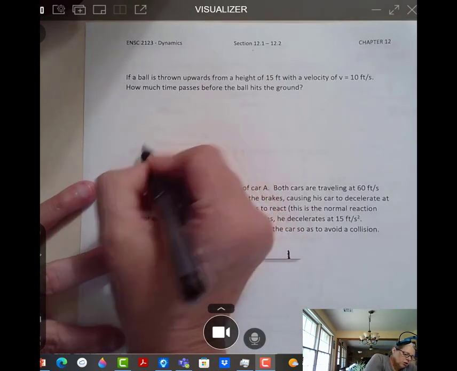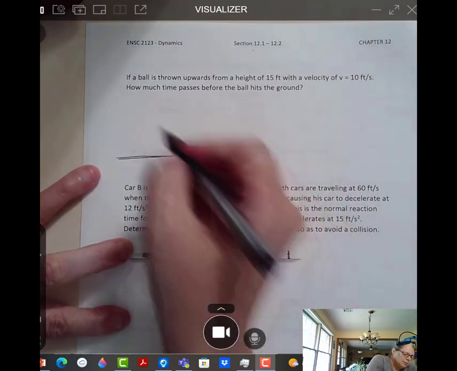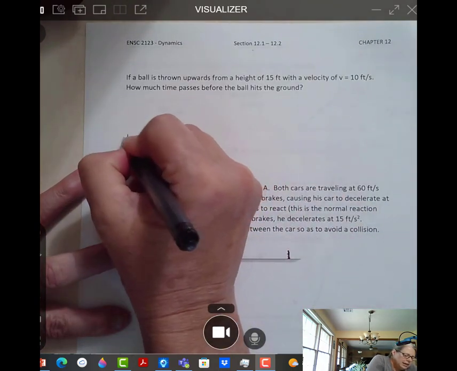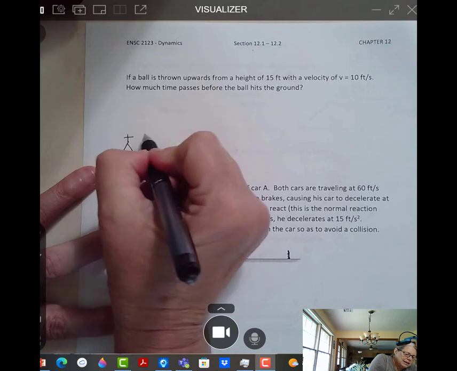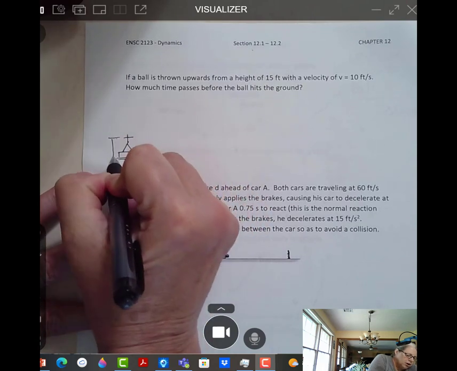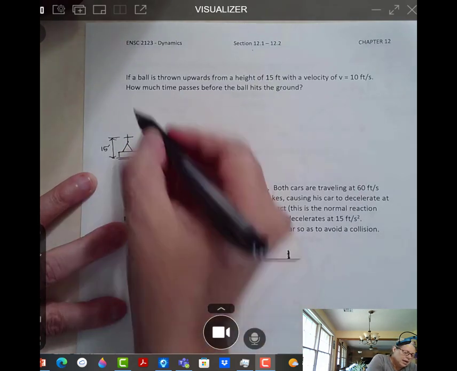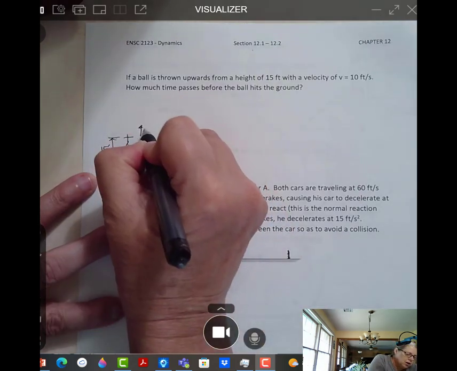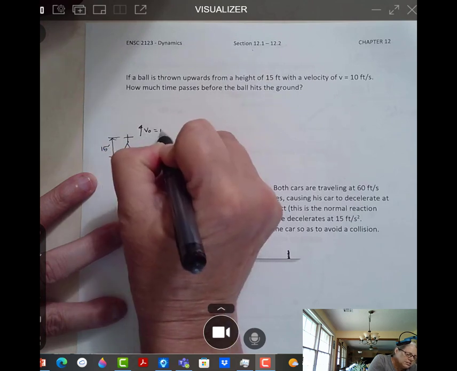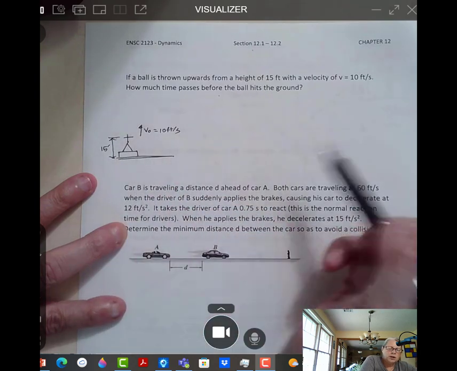So this is something to always keep in mind. When I say draw a free body diagram, they may look a little bit different than in statics. So here I am, standing on a giant box so that I am throwing a ball from 15 feet up, and I'm going to be throwing that ball with an initial velocity of 10 feet per second. And I want to know how much time before the ball hits the ground.